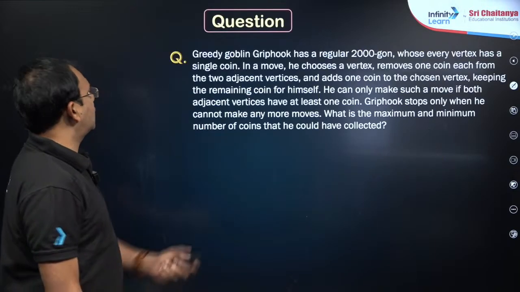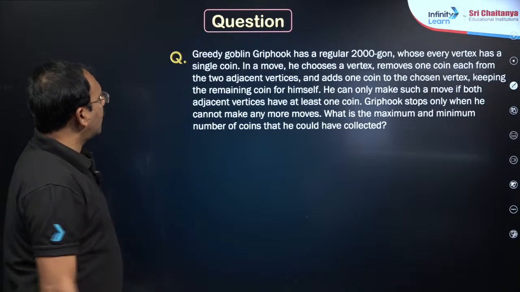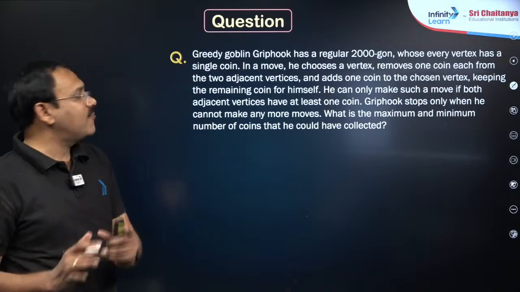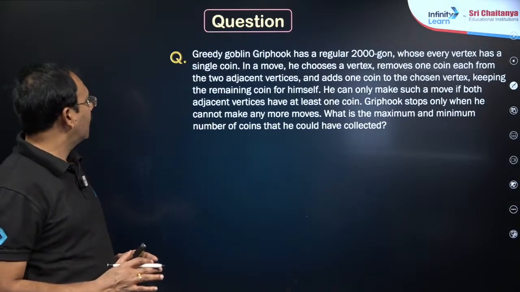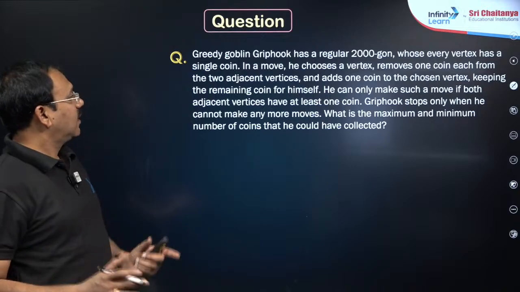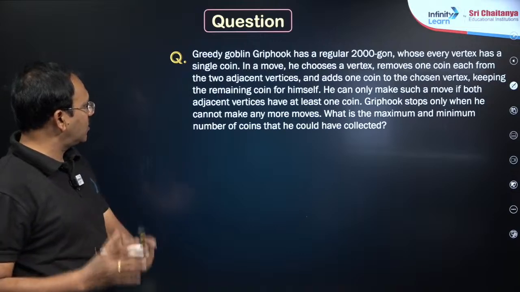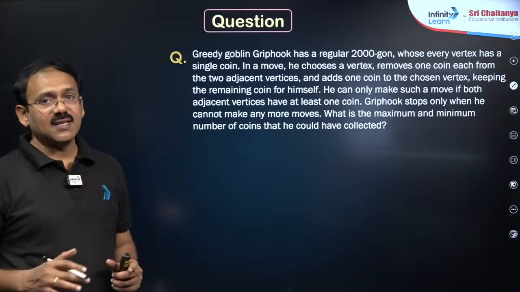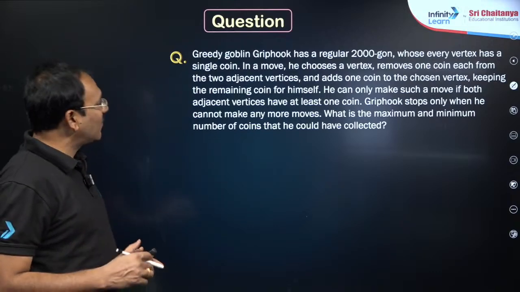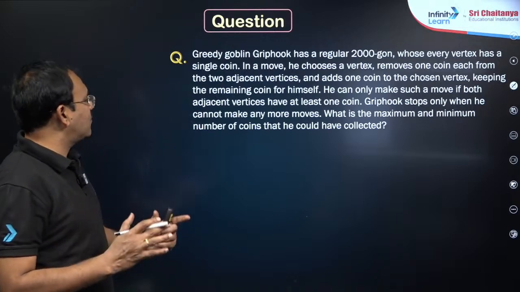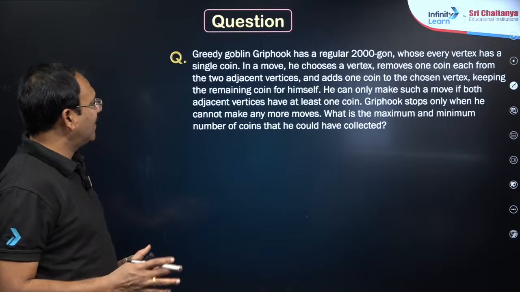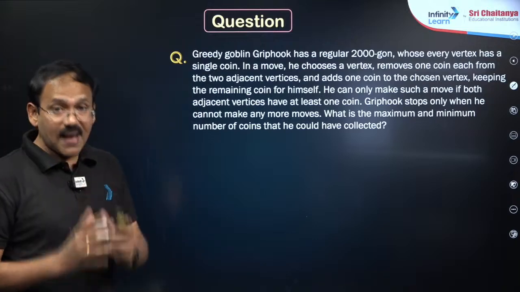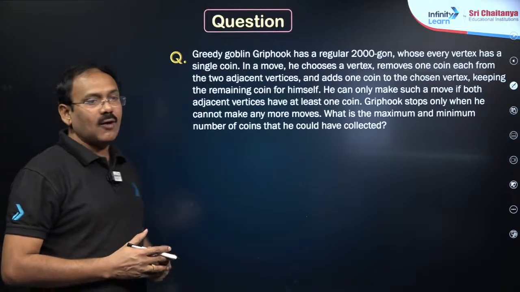Next. So this question, you see, dear students, greedy goblin grip has a regular 2000-gon whose every vertex has a single coin. In a move, he chooses a vertex, removes one coin each from the two adjacent vertices and adds one to the chosen vertex, keeping the remaining coin for himself. He can only make such a move if both adjacent vertices have at least one coin. And grip stops only when he cannot make any further moves. What is the maximum and minimum number of coins that could have been collected, right?